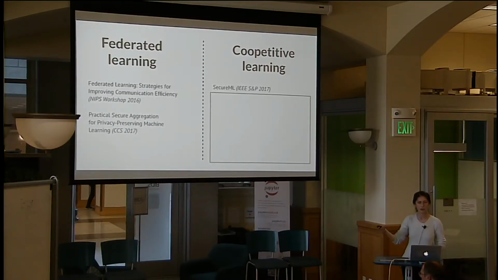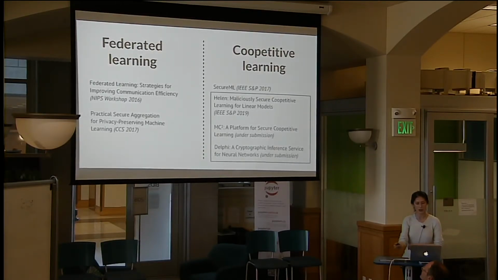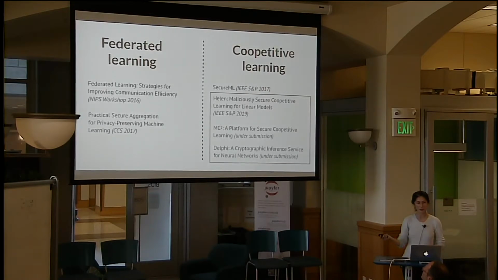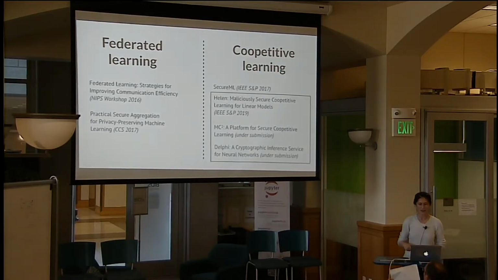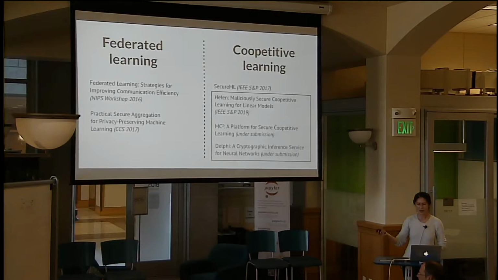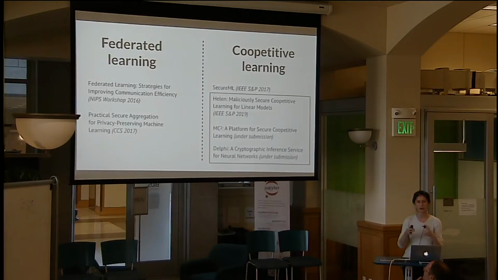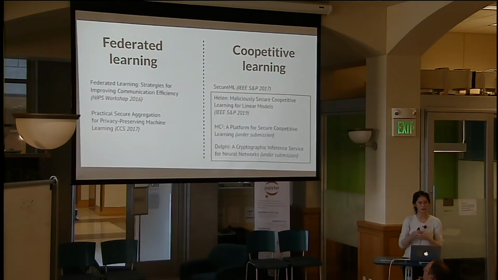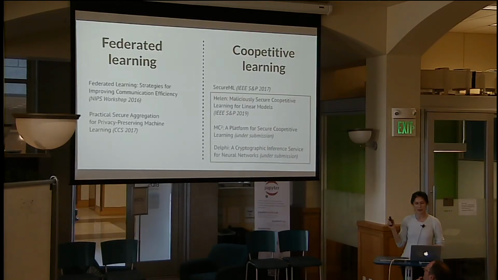In the RISE lab, we have also been working on different work. I recently presented a system called Helen, which is maliciously secure coopetitive learning for linear models. This was presented last Tuesday at IEEE S&P. We have a system called MC², which is a platform for secure coopetitive learning, which really tries to think about the whole machine learning ecosystem, like how users would actually want to use this in practice. And Delphi, which is under submission, is a cryptographic inference service for neural networks. And I'm going to briefly talk about my work on Helen.